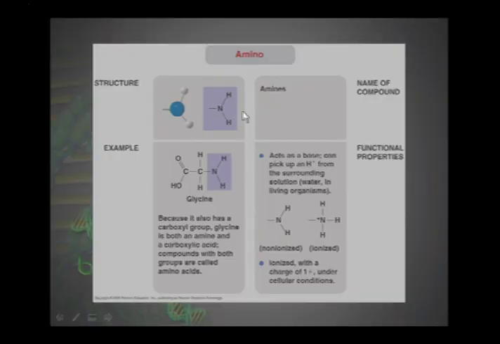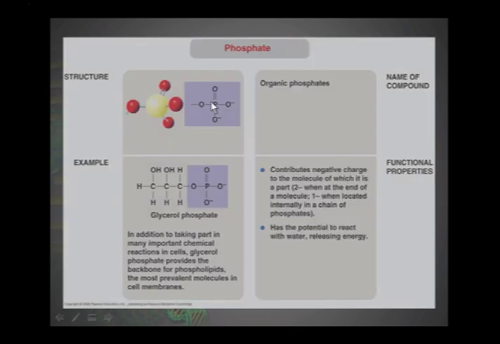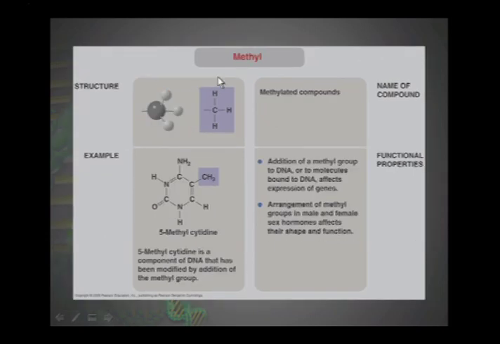Another example would be an amino group. The NH2 group here is an amino group. That's also a polar group, a water-soluble group. Another example would be phosphates, PO4, also water-soluble. Methyl groups, CH3, are non-polar, so they do not tend to dissolve in water very well.